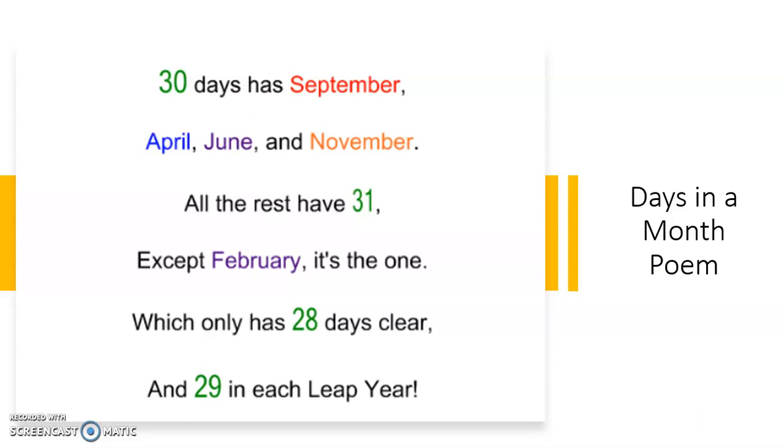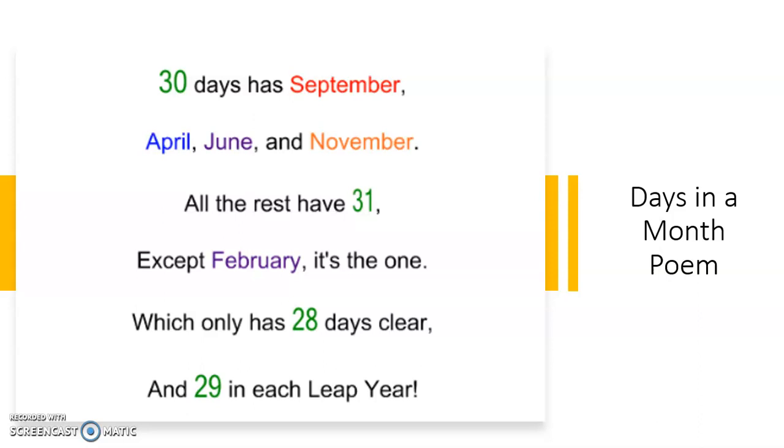So, first grade, what month are we in right now? Yep, we are still in April, almost May, but we're still in April. And how many days, since we are in April, does the month have? Yep, 30 is correct. Now, next month is what month? May, and May has how many days? 31, because that is one of the other months. Remember, all the rest have 31. May is in that group of months that has 31 days.